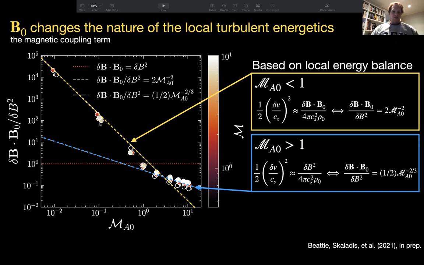So this is not a fit. This is just me plotting this model. So this is if the turbulent energy is being balanced by this delta B dot B naught term. When Mach alpha is much larger, you can argue that this delta B squared term is actually the most important one here. And this leads you to this one-half Mach alpha naught to the negative two-thirds relation. And you can see in the blue here, this seems to fit the data really well as well. So it's interesting. Locally in the cells, it seems like this delta B dot B naught term is very important for the energetics in the subalfvenic regime.